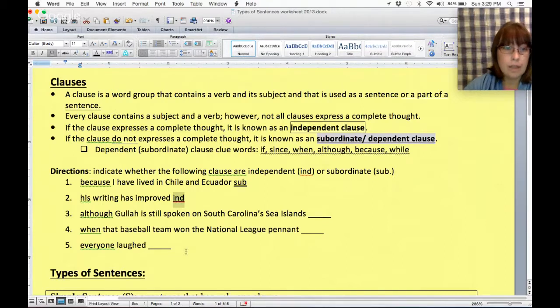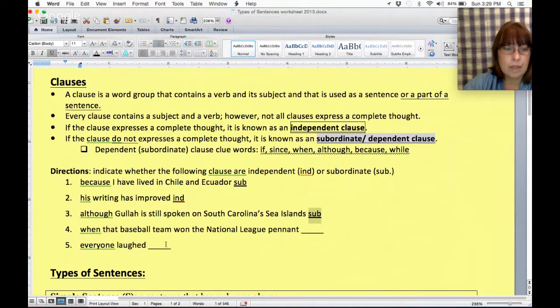All right? So go ahead and take a look at number three. Although Gullah is still spoken in South Carolina's Sea Islands. Although, let's see, oh, look, right up here, it's one of our dependent clause words. So therefore, this has to be a subordinate clause.